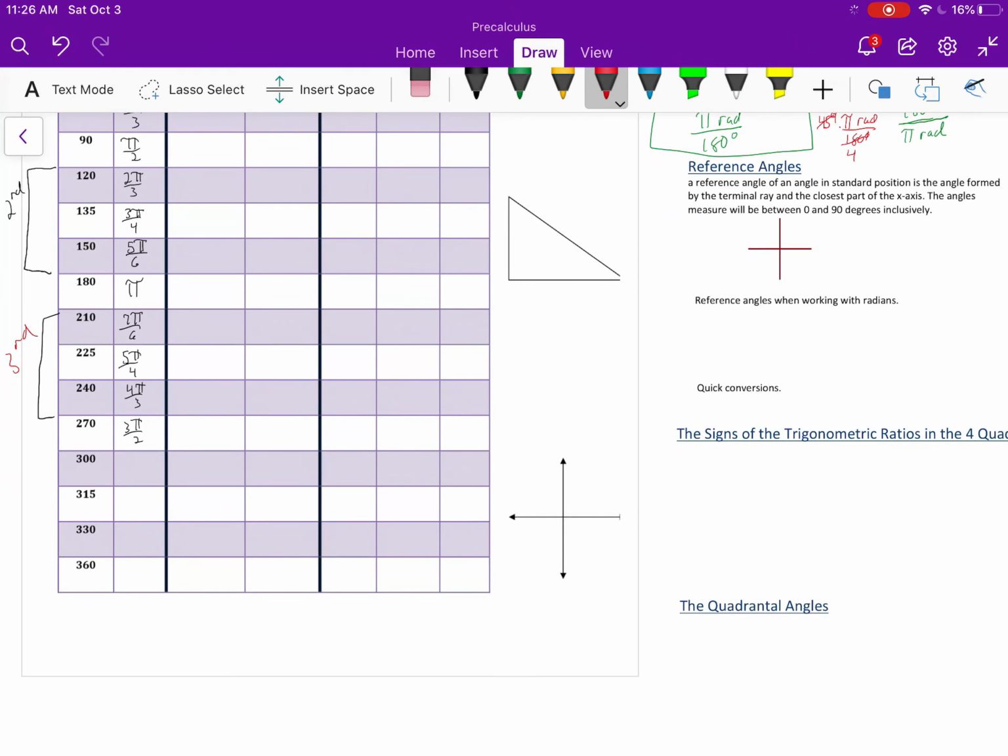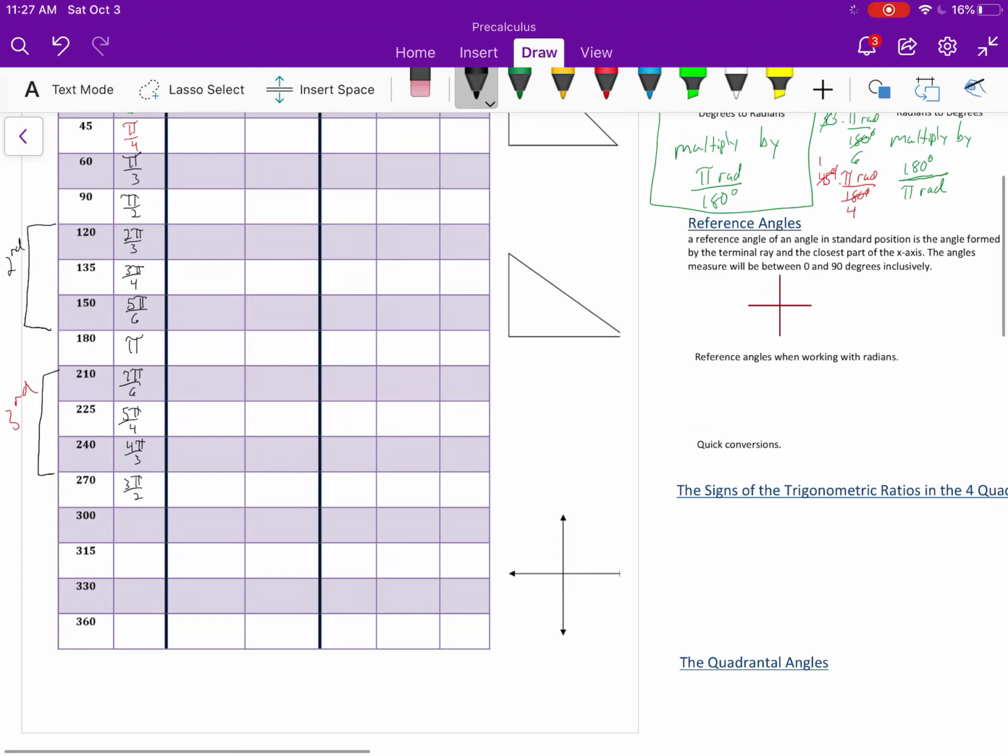And then we can finish this off. We can write or find these. We could convert these the same way. Remember, we were multiplying by pi over 180. And so this is going to be 5 pi over 3, 7 pi over 4, 11 pi over 6, and then this is 2 pi, which really is coterminal with a 0-degree angle.